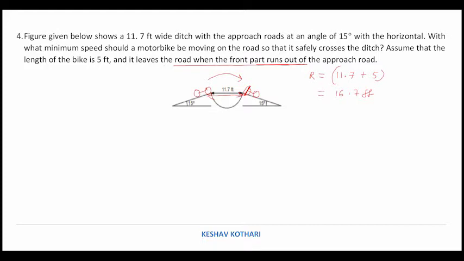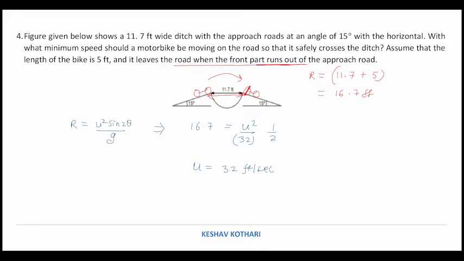So now if we use the formula for range, that is r equals u square sine 2 theta by g. From here I can say that range is equal to 16.7 feet, which is equal to u square sine 2 theta, that is sine 30 degree, that is half, and g can be written as 32 feet per second square. So from here we obtain that u is coming approximately 32 feet per second. So this is going to be the answer for this part, 32 feet per second.